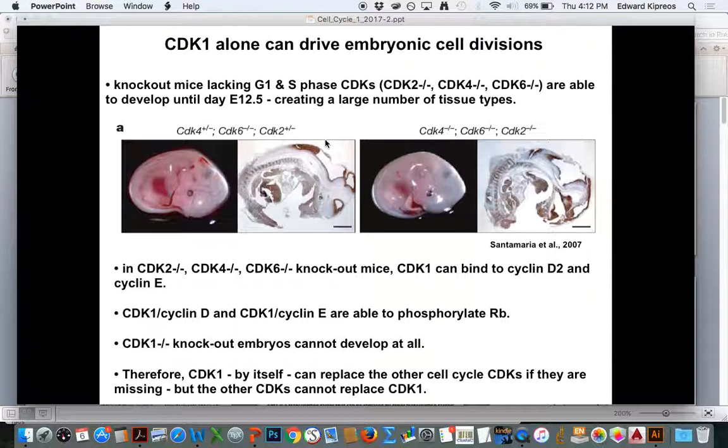And just keep in mind that CDK1 is the mitotic cyclin, but it's also the one that's most closely related to the CDK1 in yeast. And in yeast, there's only one CDK. CDK1 does everything. It does all the stages of the cell cycle. And so the fact that the mitotic cyclin can still do all the phases of the cell cycle just says that part has been conserved all the way from yeast to mammals.